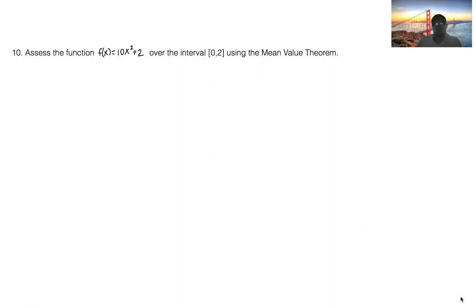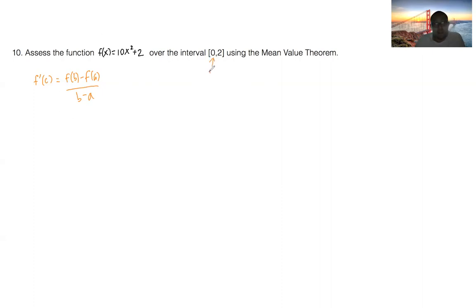So, using the mean value theorem, we know that there exists some value c that fits this: f of b minus f of a over b minus a. So what we're saying is there is some value c that exists along the interval a to b, between 0 and 2, that fits this description. So let's figure it out.